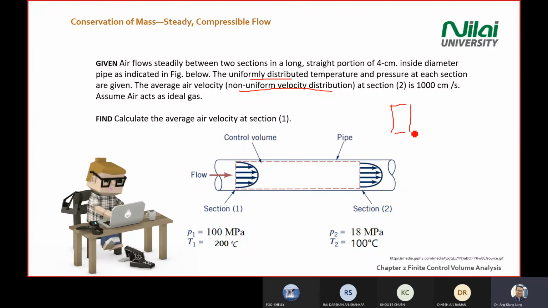So if you're seeing arrows like this, that is uniform flow. Okay, uniform flow. And when you're having a parabolic shape, then you're having a non-uniform flow, and you're given the quantity 1000 cm over second. All right.